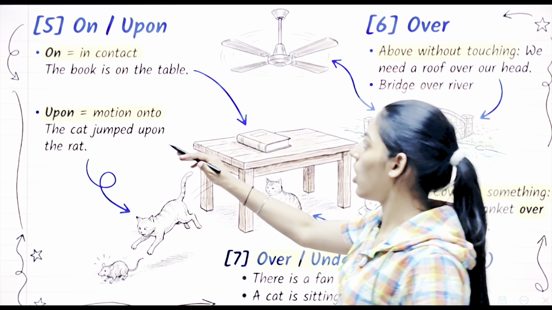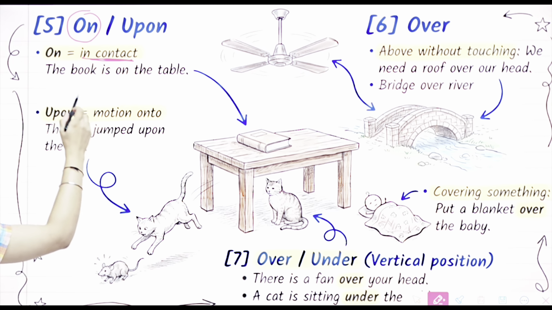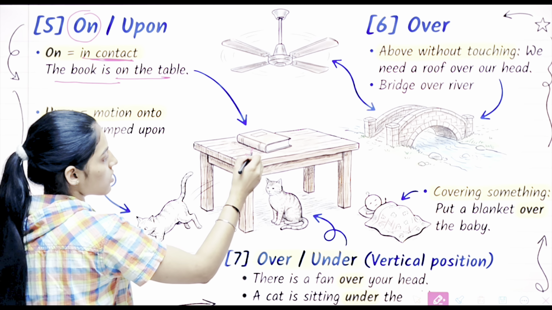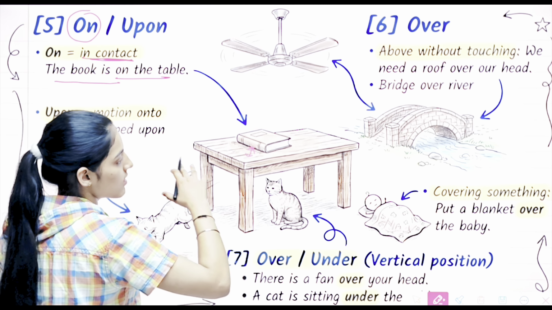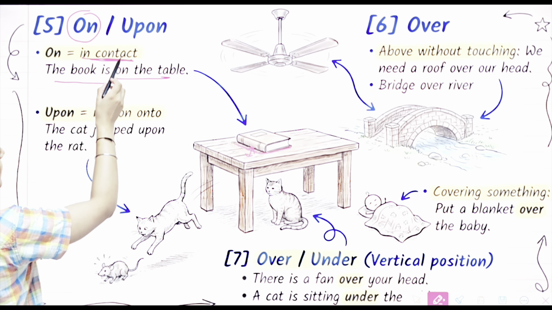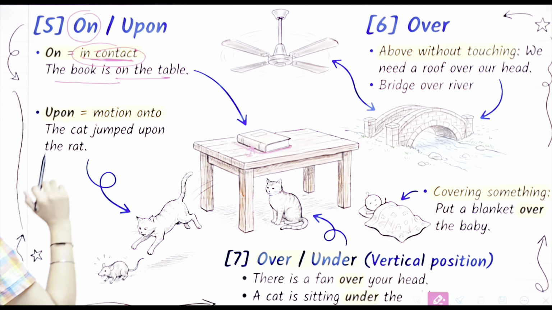Here we have on and upon. On means in contact. For example, the book is on the table. It means the contact between the table and the book is negligible. It is not visible. So we can say there is contact between them. So it is on the table.